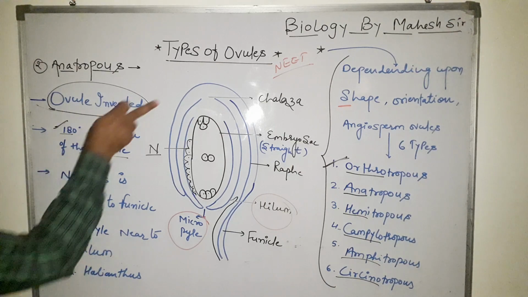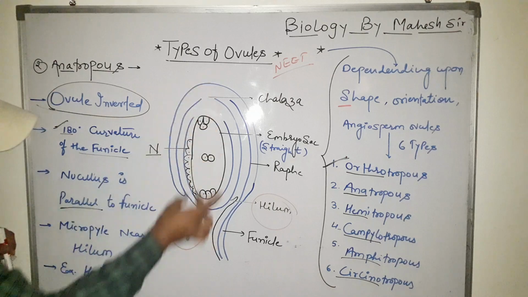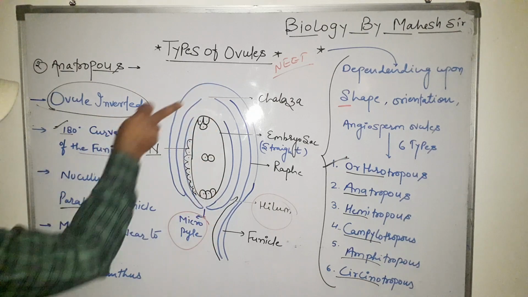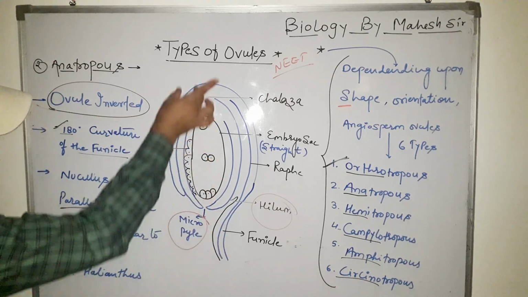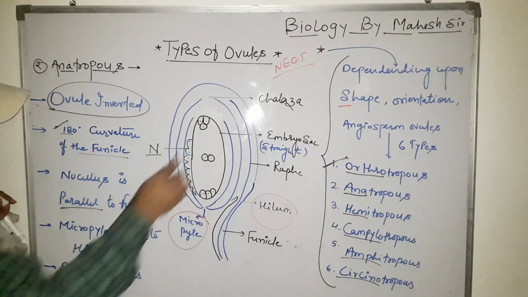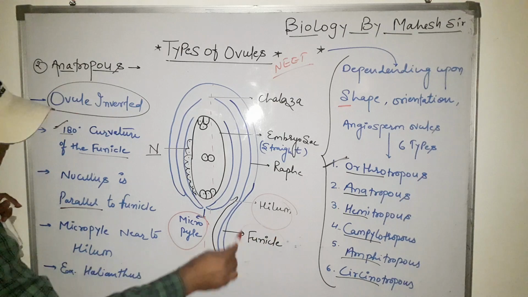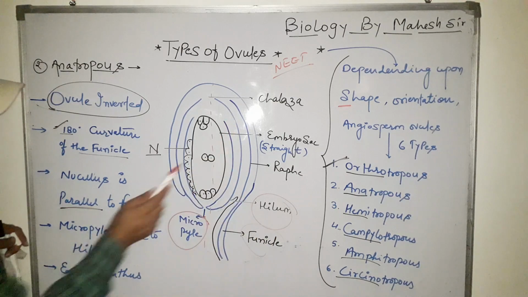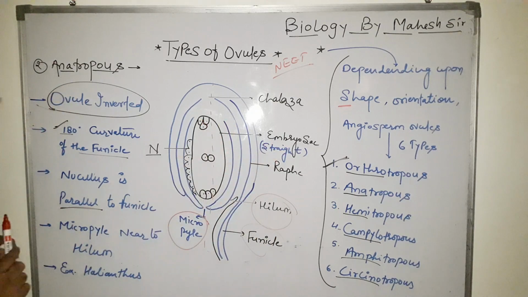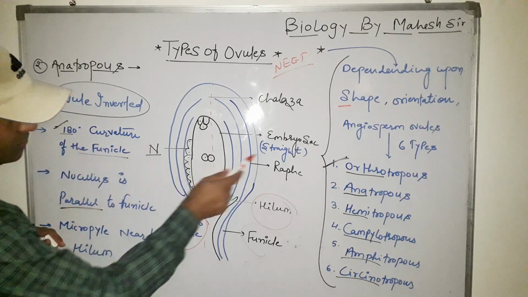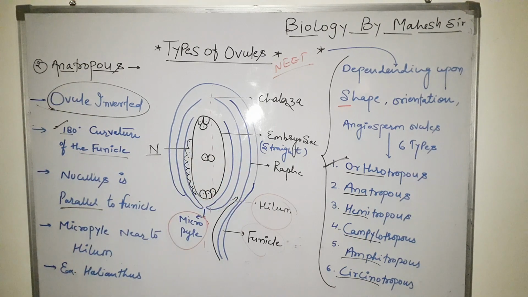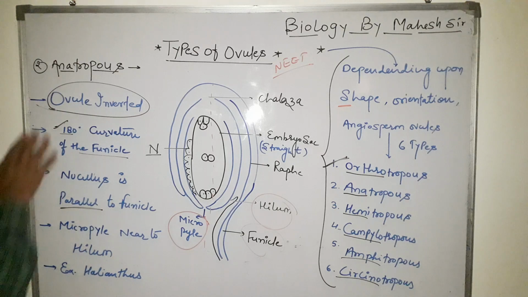Next, the chalaza and the funicle are in the same longitudinal line. Both are in the same longitudinal. The embryo sac is straight. In the last ovule it was straight, and in this ovule it is also straight. So this is the type of ovule which is anatropous.